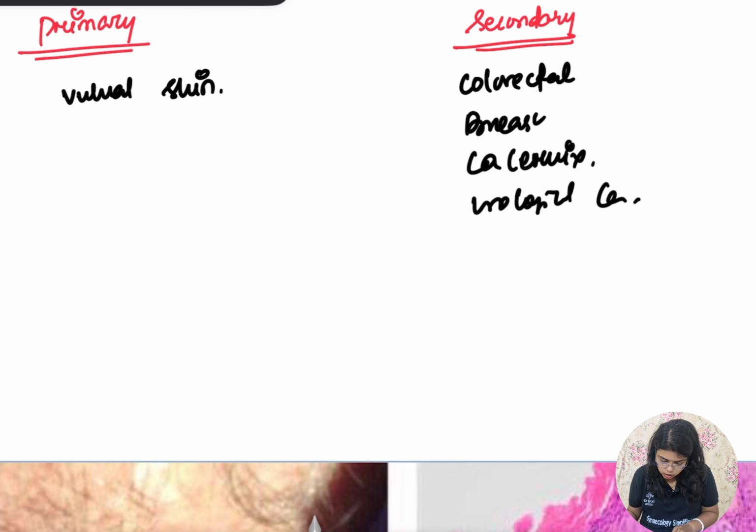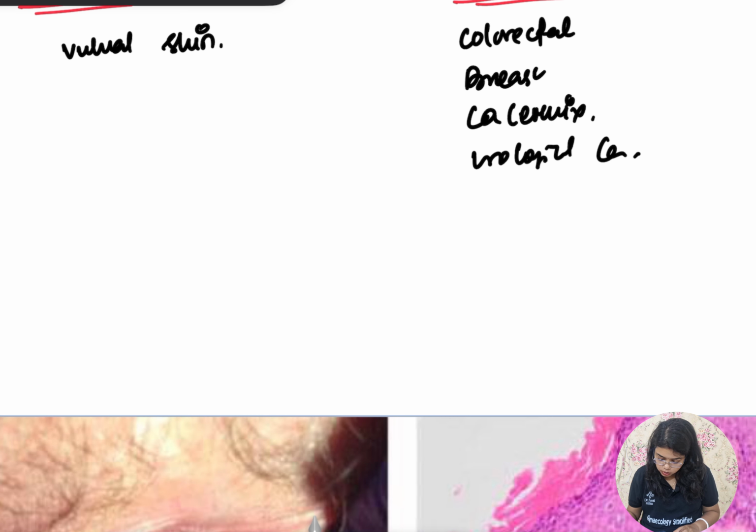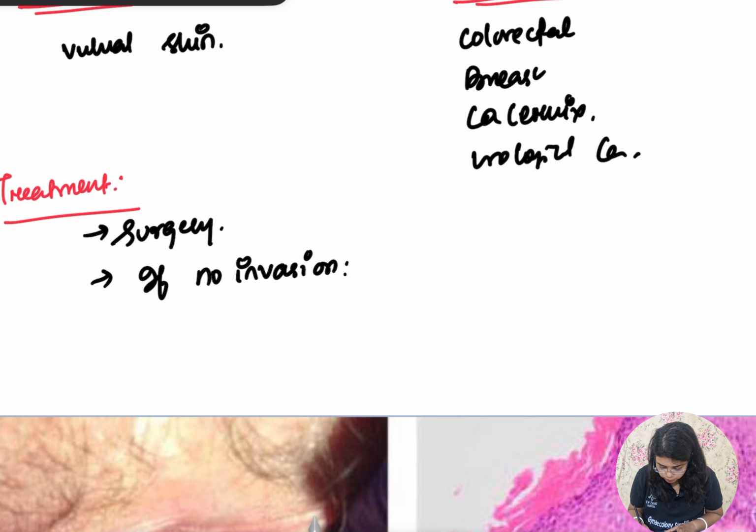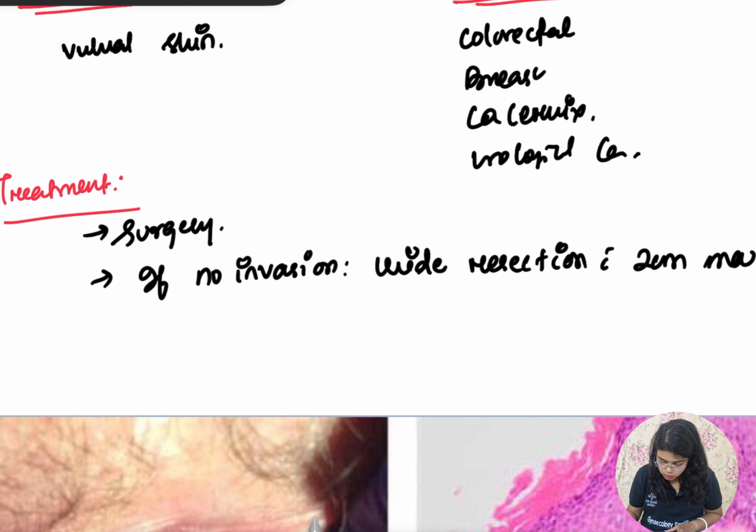Then what is the treatment? We do surgery, or excision of the abnormal areas. If no invasion is present, what we do is the same wide resection with 2 cm margin.